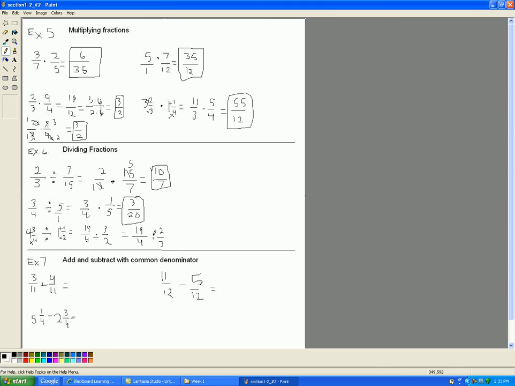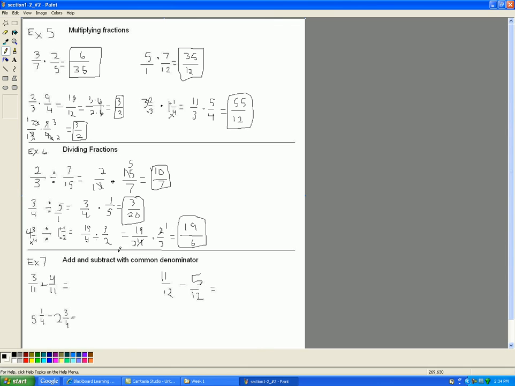We see we can reduce because 2 and 4 share a common factor of 2. That goes to 1. 2 goes into 4 2 times. Now we just have 19 times 1, which is 19, and 2 times 3, which is 6. And this doesn't reduce any further. And that's our final answer in improper fraction form.